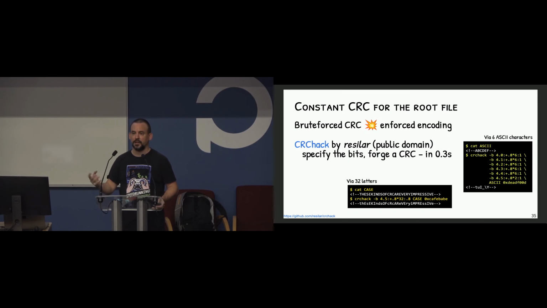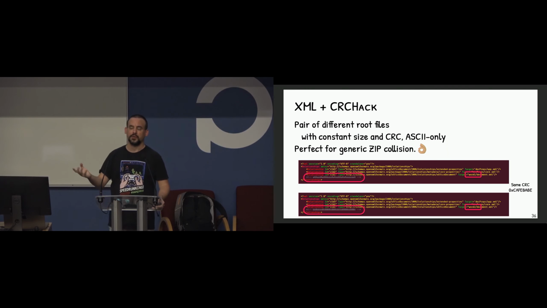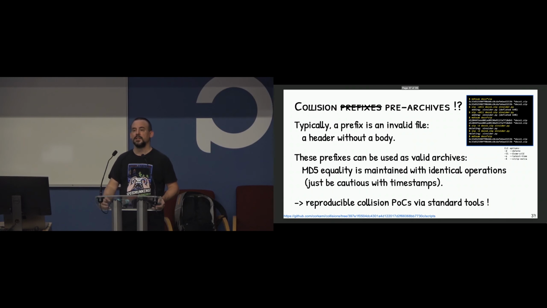And so basically we now have two different files pointing to two different paths in the same archive with the same CRC. And of course a different path, and that will be compensated by the collision blocks stored in a future file. A funny effect of that is that typically when you do a collision prefix, they are totally invalid files. It's just a header without a body. But here, these files are actually fully standard. So these prefixes are like pre-archives, and if you do the same operation on both files at your own pace, the equality of the hashes will be kept.